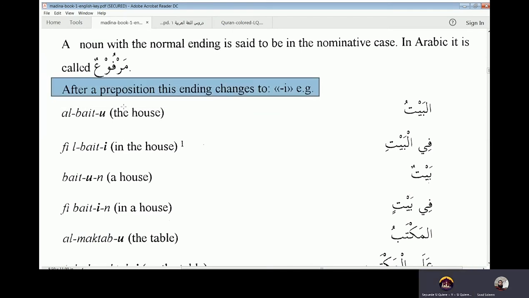Hold on, I'm writing. Okay. A noun. Okay, so we read that.